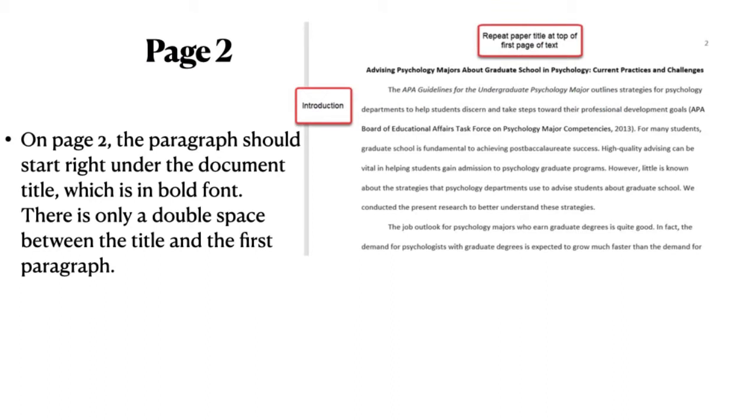On page 2, the paragraph should start right under the document title, which is in bold font. There is only a double space between the title and the first paragraph.